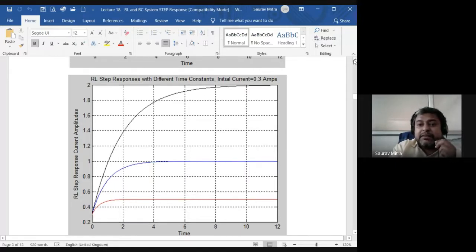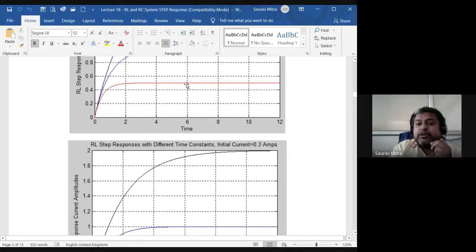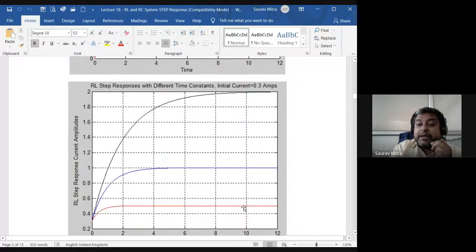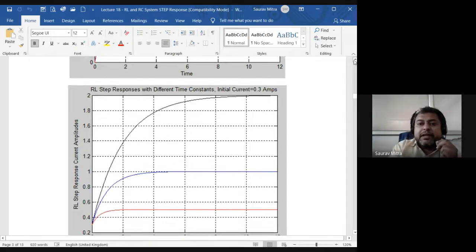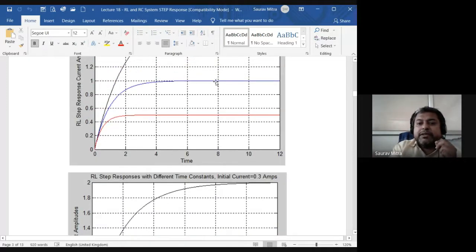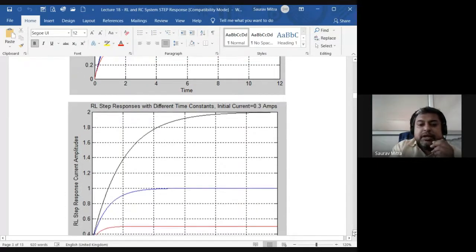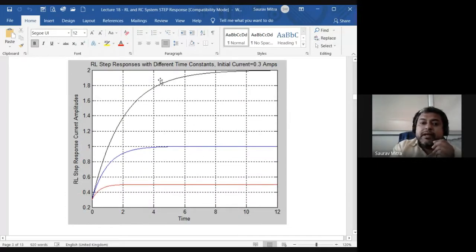If you see the previous graph, it was going to the same steady state value around 0.5 ampere. If you see here, the red steady state current value is 0.5 ampere. Here also it will go maximum to 0.5 ampere, but here it is starting from 0.3 ampere. And the blue graph, if you see the previous case, blue graph steady state value is 1 ampere. You can see the left side steady state value is 1 ampere, and the black one is having steady state amplitude as 2 ampere. Below also the blue is going to 1 ampere, the black is going to 2 ampere. But the initial current starting point is different.